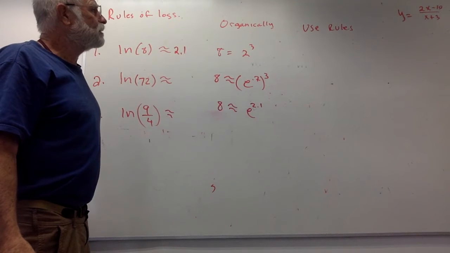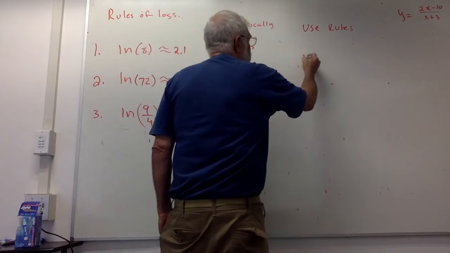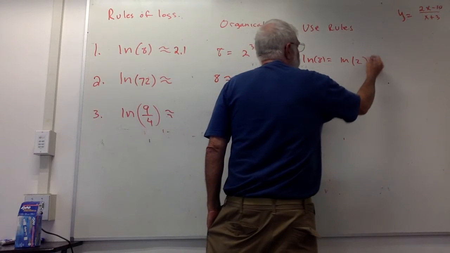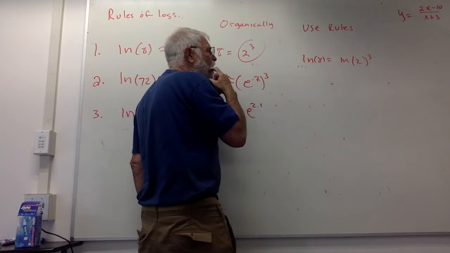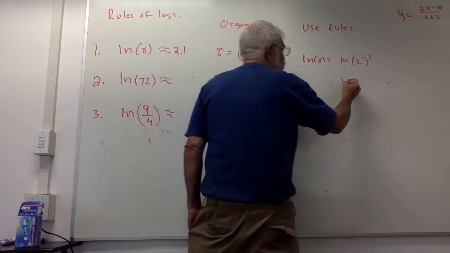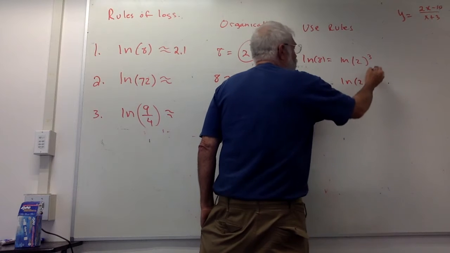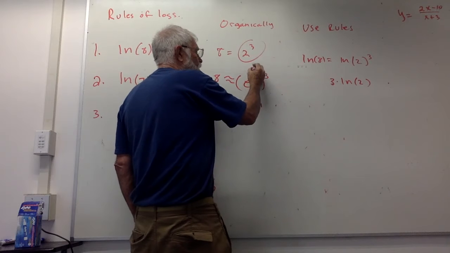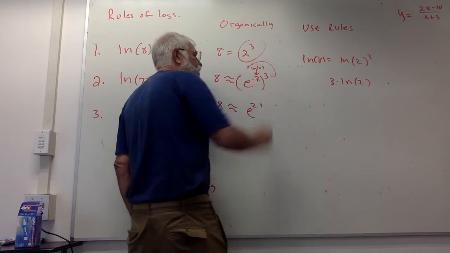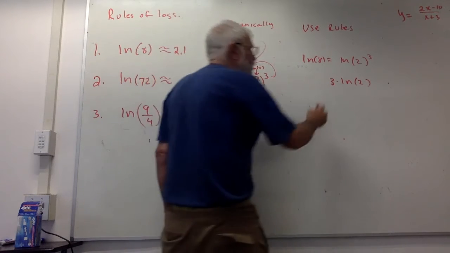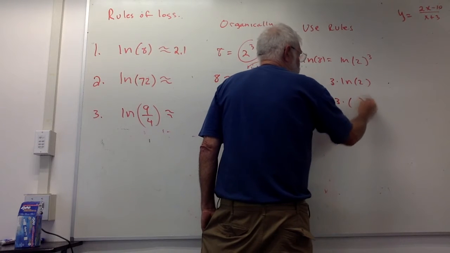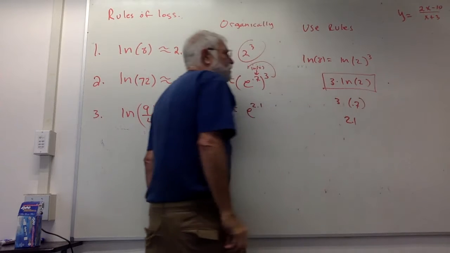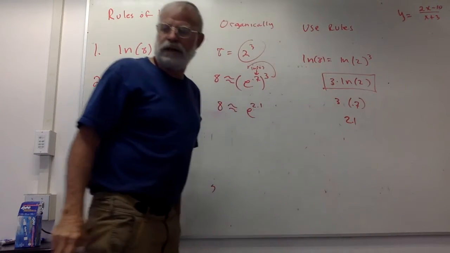Using the rules of logs. Well, the rules of logs are ln of 8 could have been written as the ln of 2 cubed. That's where we started organically. And then what do you do? You change 2. Well, you leave that, and you bring the 3 in front. Because that's what I did. 3 times 0.7. That is the ln of 2. And I'm multiplying it times 3. And so what is 3 times ln of 2? 3 times 0.7. Yeah, there's your 2.1. And there's your rules of logs. Okay? All right, so that's that one.